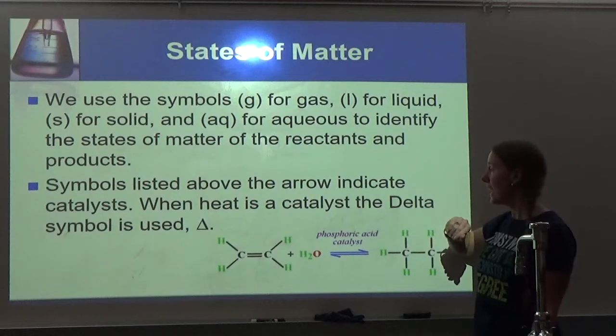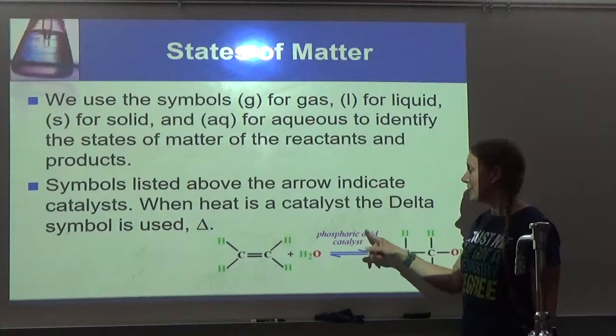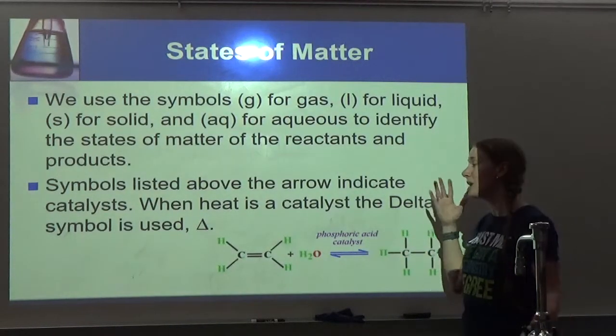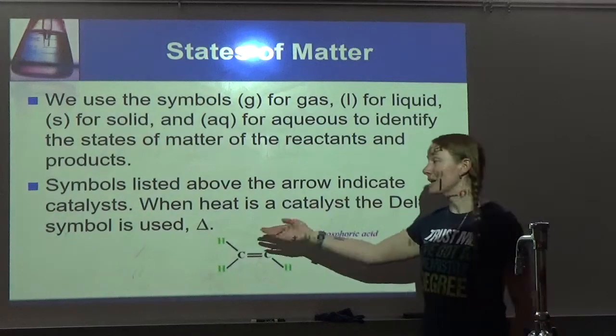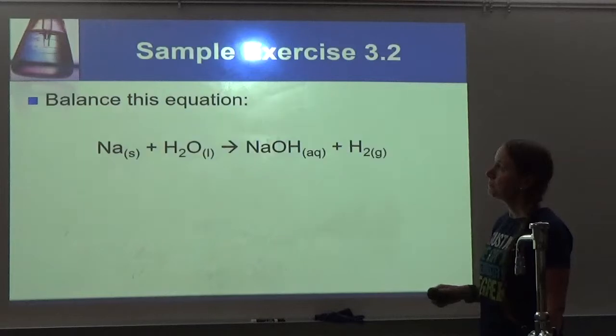When heat is a catalyst, the delta symbol is used, which is our triangle. Okay, so anything written above the arrow. So see here, it's phosphoric acid is the catalyst. Sometimes water is the catalyst. Sometimes, like it says, heat is the catalyst, and you'll see a triangle written above the arrow.